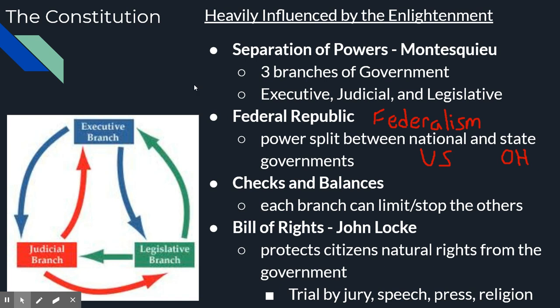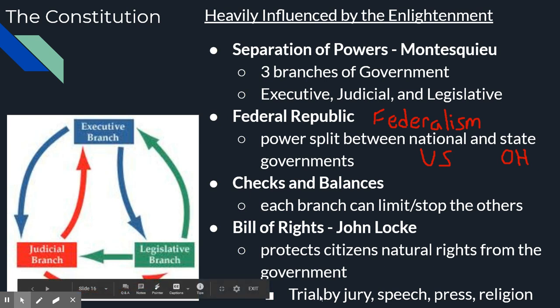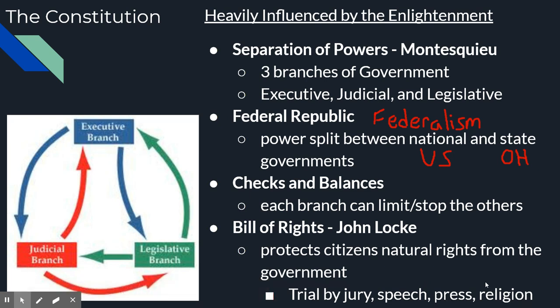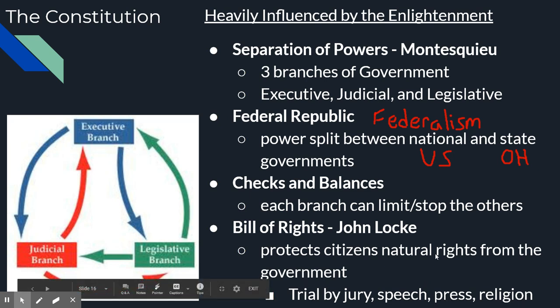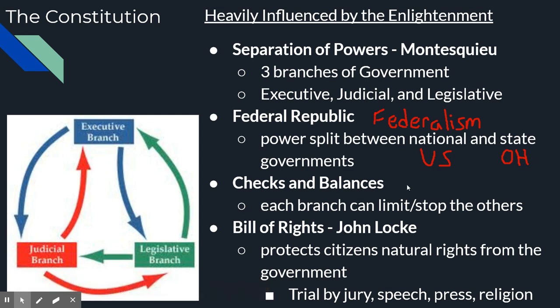And finally, we have the Bill of Rights from John Locke's ideas of natural rights. All the Bill of Rights is, it's the first 10 amendments in the Constitution, and it lays out the rights that the government cannot take away from its citizens. Some of those are trial by jury, freedom of speech, freedom of press, freedom of religion, the right to bear arms. The government cannot take those rights away because they're natural rights. Remember, they're given from God and birth, and no one can take them away. So you can see that the Enlightenment highly influenced the U.S. Constitution.